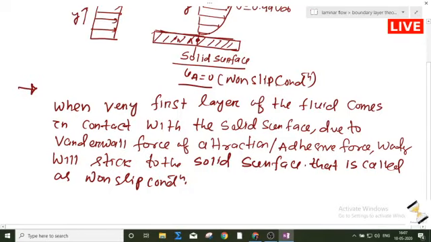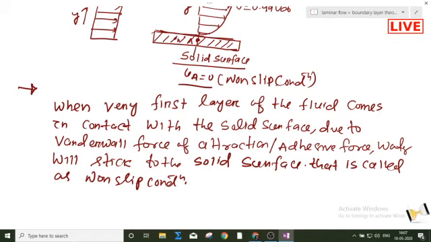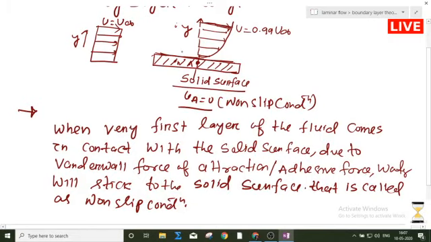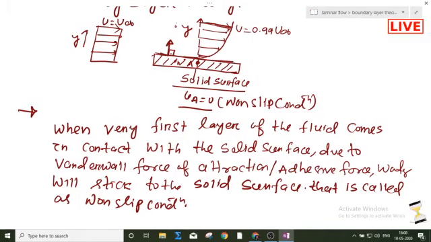So I'm trying to say, this is the first point. Second point: as I move away from this wall perpendicularly, what will happen? The velocity increases gradually in the perpendicular direction. So I can observe one point: each and every layer has a different velocity.